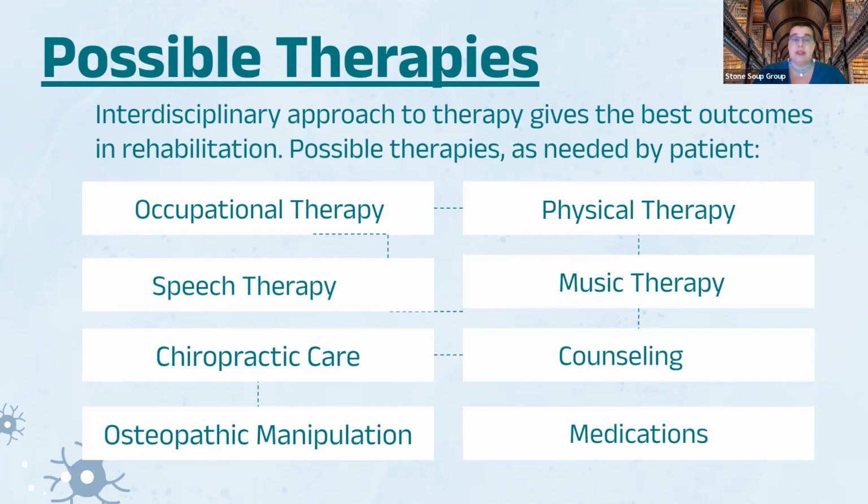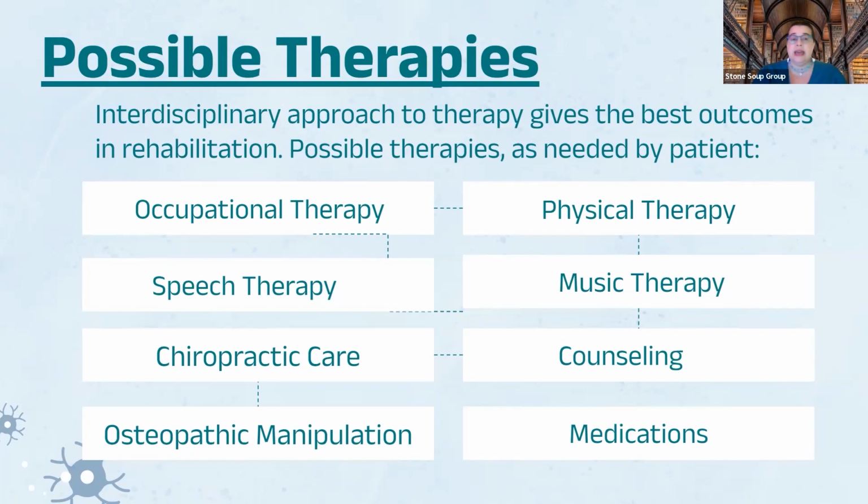Chiropractic care, especially if you were in an accident where your head whiplashed, can be very helpful. Osteopathic manipulation is similar to chiropractic care, except it works on the muscles and the fascia, releasing the tension, stress, and trauma in those areas. And then we have physical therapy.